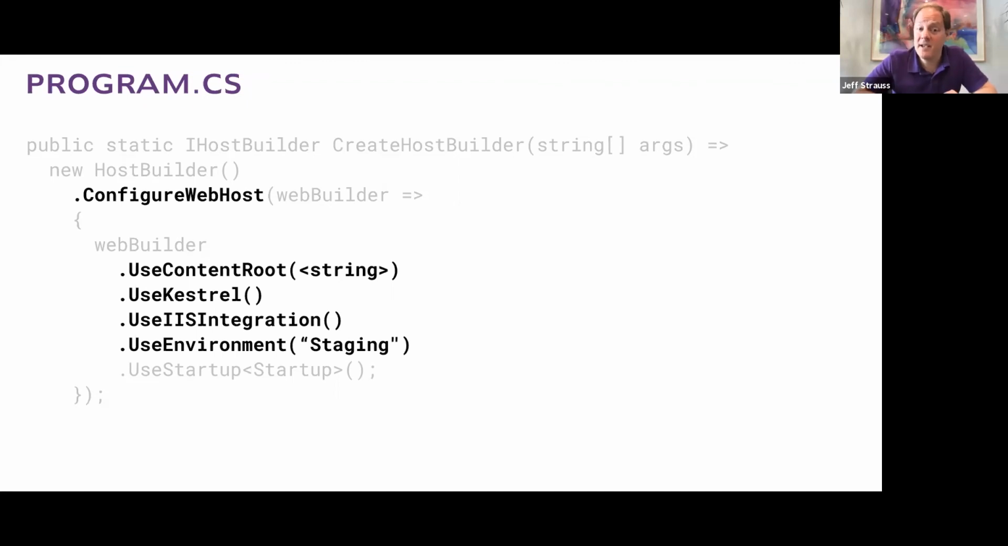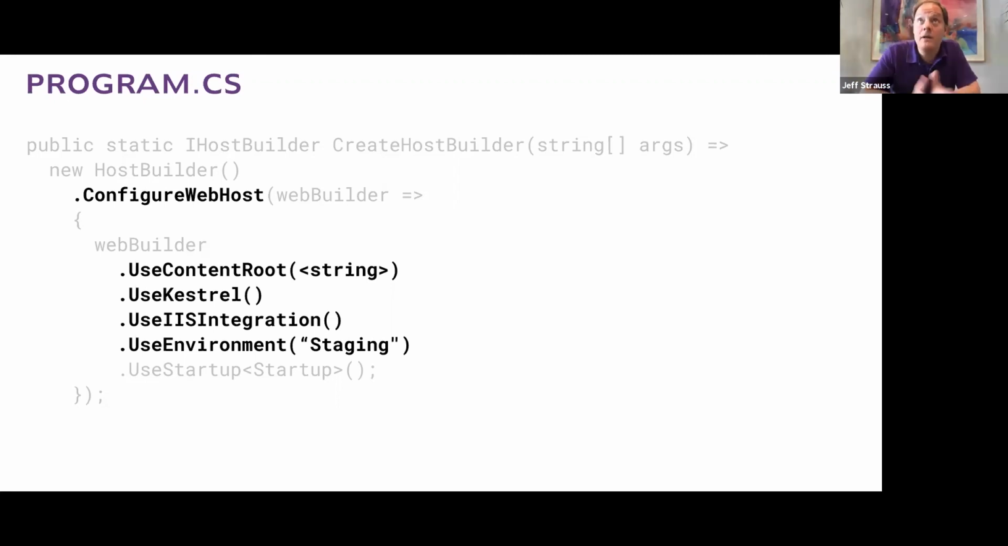Let's look for a second at the IIS integration. That is a default, an assumed default. But what's really happening there is, and normally you don't see this line, right? Normally you just see configure web host defaults and then we use startup. But what is happening is we are turning on IIS integration. When we enable that, we're making IIS our reverse proxy that sits between our web traffic and Kestrel.